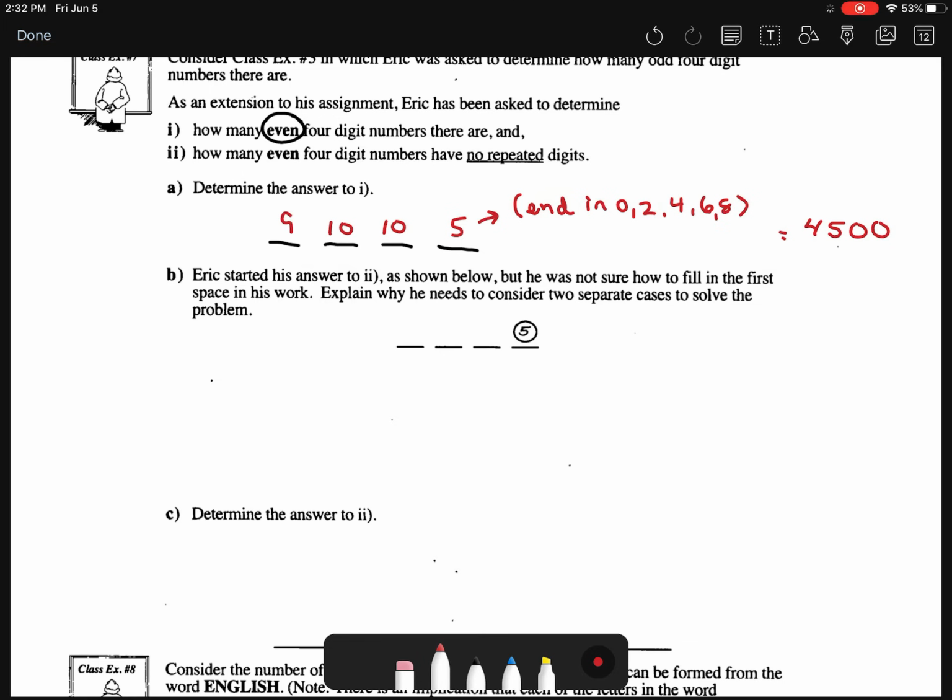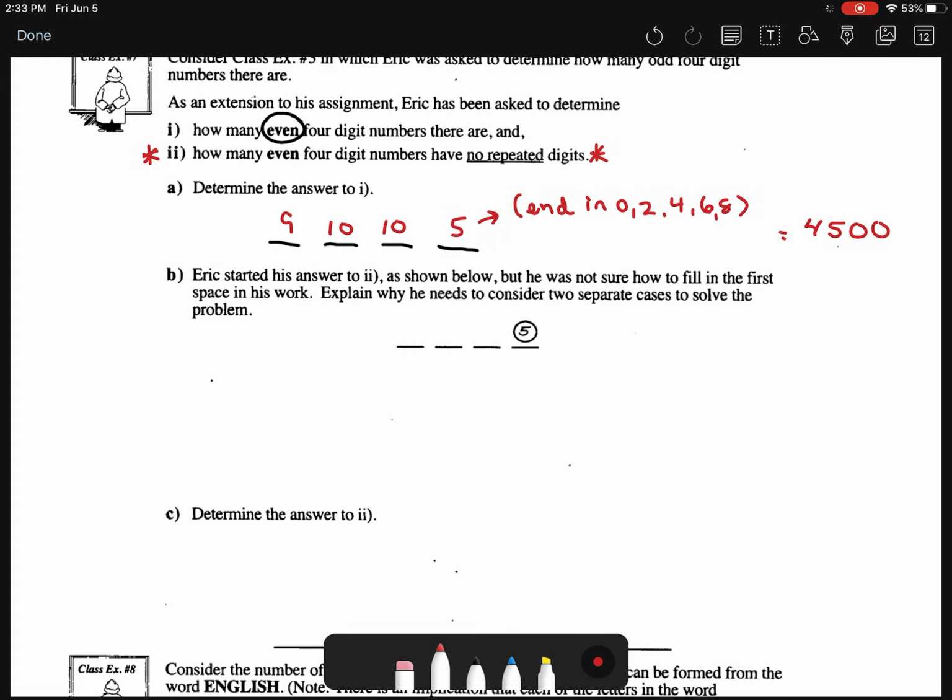Okay, the tricky one is this second one, where it says how many even 4-digit numbers there are with no repeating digits. So this one is really, really tricky in terms of figuring it out. So it says Eric started an answer to 2, which was the even 4-digit number with no repeating digits, but he was unsure how to fill in the first space. Explain why he needs to consider 2 separate cases to solve the problem. So the way he has to do this is the following, there are 5 choices that the number can end in, 0, 2, 4, 6, 8.